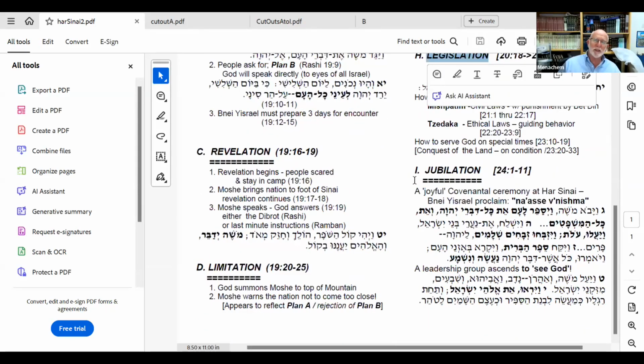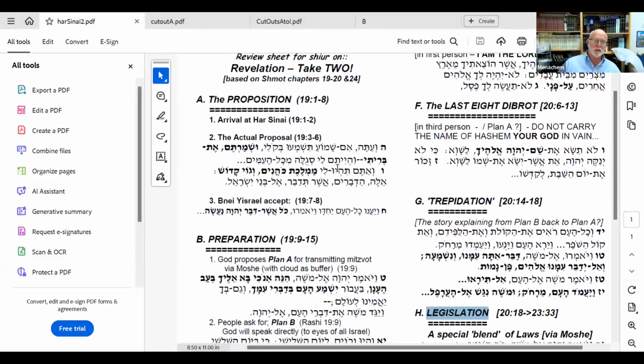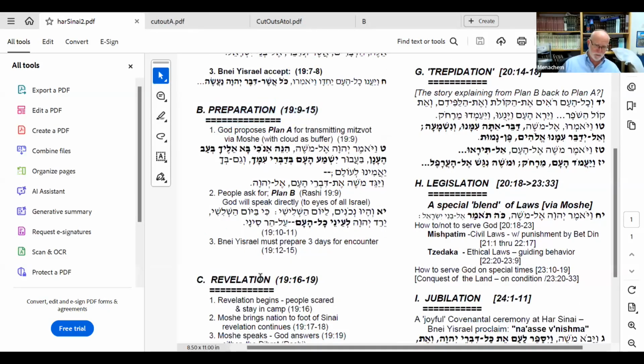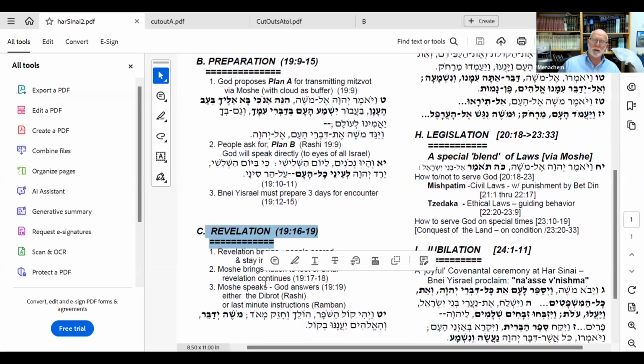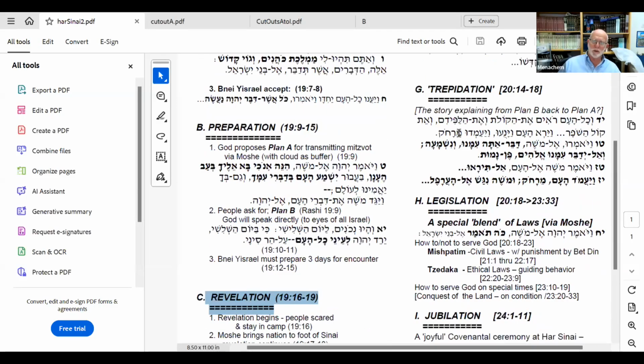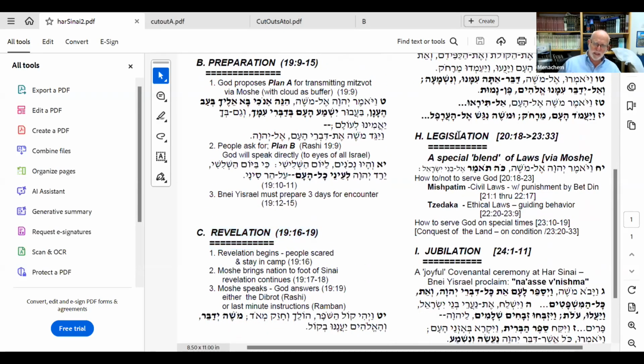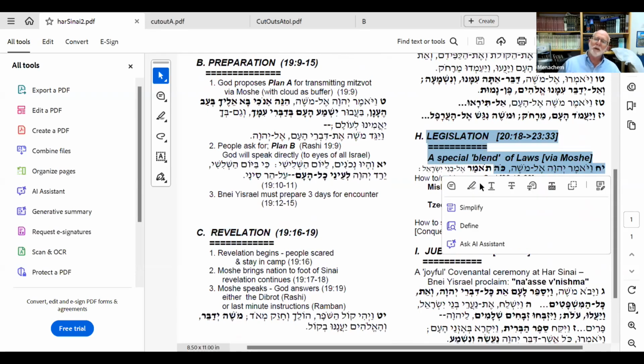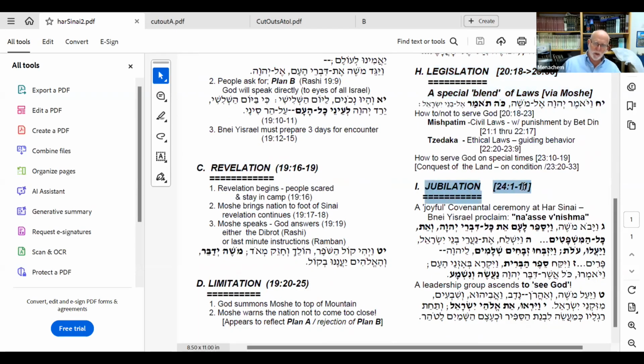What I want to do in today's class is explain these units. So last week we did proposition, preparation, and we got moving on revelation. We talked about the first 2 and the last 8 Dibrot, and the fear story. I'll tell you why I identified the legislation unit called Parshat Mishpatim, and we're going to focus on the story in chapter 24. We were all there when we said Na'aseh V'nishma. That's mapping out what we're doing today. Now I have to go back and identify the units. I'll go back to what we did in a minute.